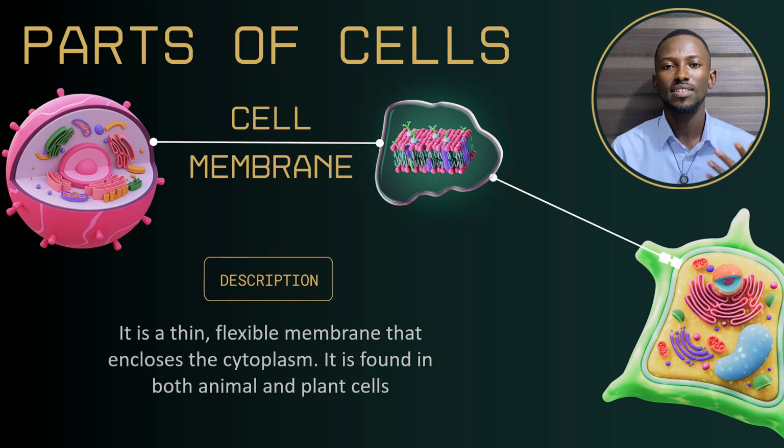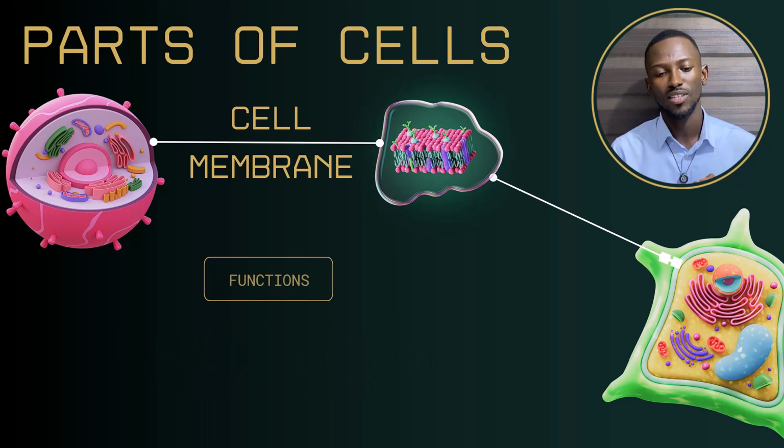Now the next part of the cell we'll be considering is the cell membrane, also known as the plasma membrane. What exactly is a plasma membrane? It is a thin, flexible membrane that encloses the cytoplasm. It is found in both animal and plant cells. Remember, the cell wall is found only in plant cells, but cell membrane is found in both what? Plants and animal cell. So that is the basic description of a cell membrane.